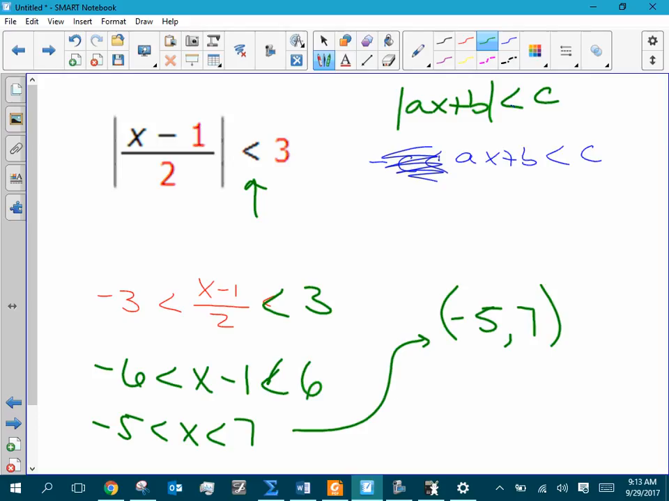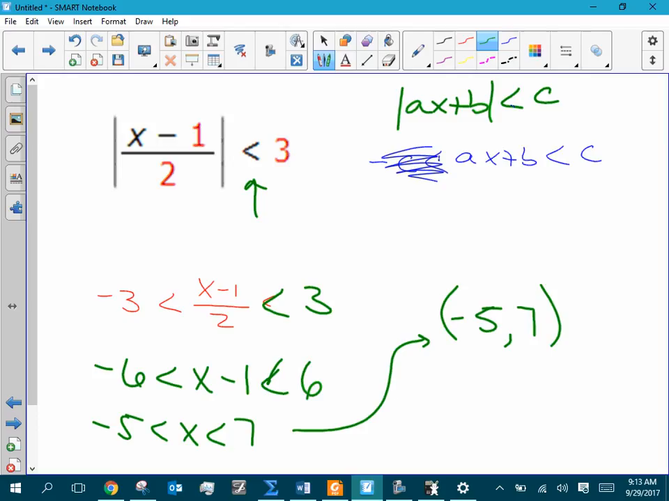But if you're unsure about yourself and you want to make sure that you are doing this correct, you should be able to take any number in that interval and plug it in. You should get a true statement. So maybe I'll choose negative 3. Negative 3 minus 1 would be negative 4. Negative 4 divided by 2 would be negative 2. Absolute value of negative 2 is 2. Is 2 less than 3? Yeah. And every other number I choose out of there should give me a similar result.